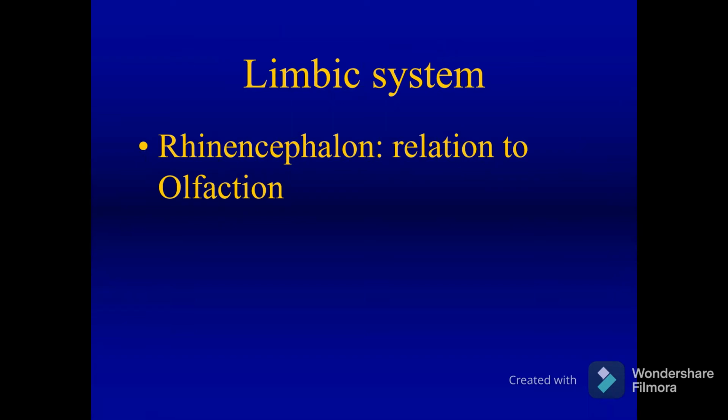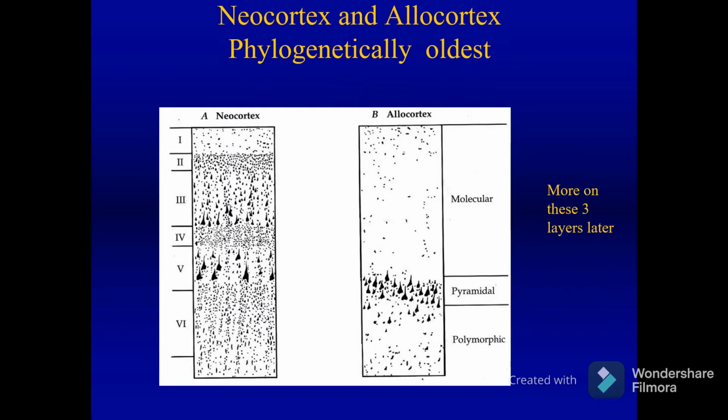Earlier, this limbic system was known as the rhinencephalon because of its relation to olfaction. But only a small part of it is concerned with smell. Phylogenetically, the limbic system is made of the oldest part of the cerebral cortex. It is known as the allocortex, and here you will find only 3 layers, while in the new cortex you will find 6 layers.